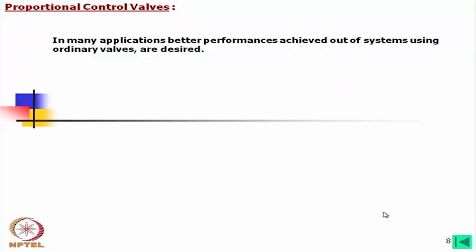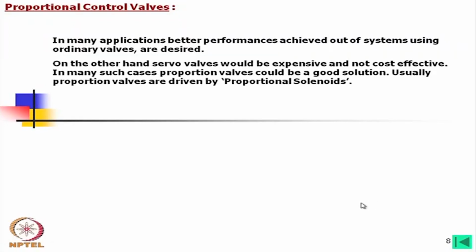In many applications, better performance is desired out of the system than ordinary valves can achieve. On the other hand, servo valves would be expensive and not cost effective. In many such cases, proportional valves could be a good solution. Usually, proportional valves are driven by proportional solenoids. Sometimes we use the phrase proportional control solenoids. In case of proportional control valves also, sometimes we simply call it proportional valve.